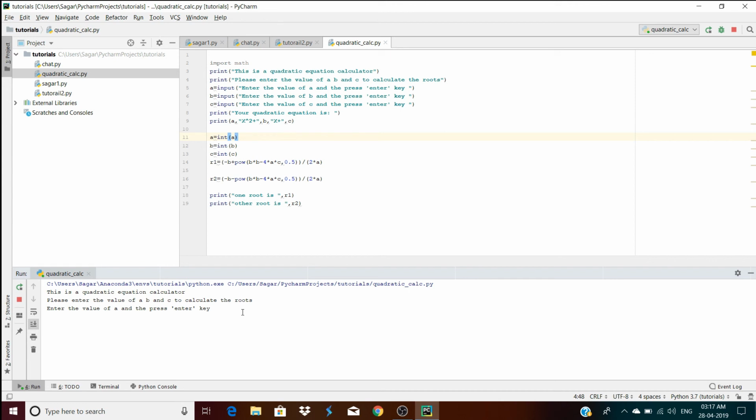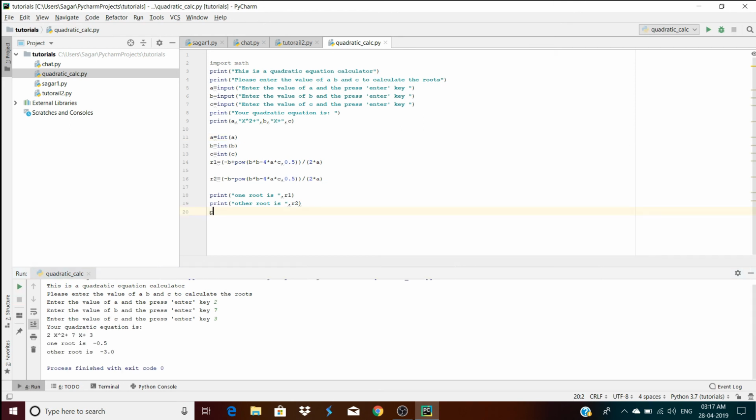Let's see what happens. Yes, it's showing us the roots, and this is our answer. We are getting the answer. You could verify it with your calculator, and so we are done with it. And then just write, yes, we have calculated the roots. This is just for fun. In this way we have made our calculator and we have successfully made it.